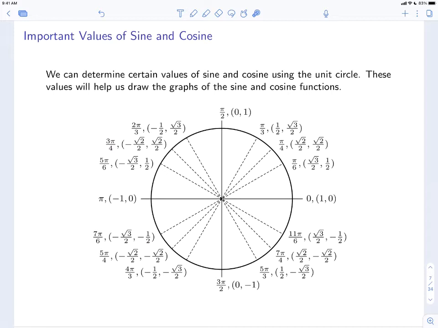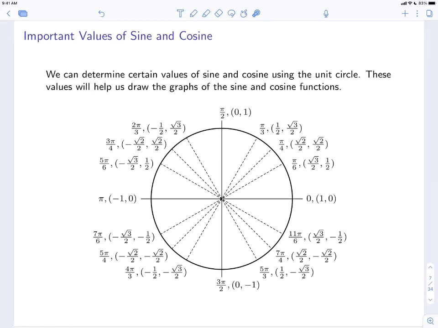Notice that there are some other values on this image. We could similarly use right triangles to determine the values for, say, theta equals 2 pi over 3 or 7 pi over 6. But we don't need to do that. We just need to use the fact that the unit circle is symmetric about the x-axis and the y-axis. So we can make use of what they call the reference angle.